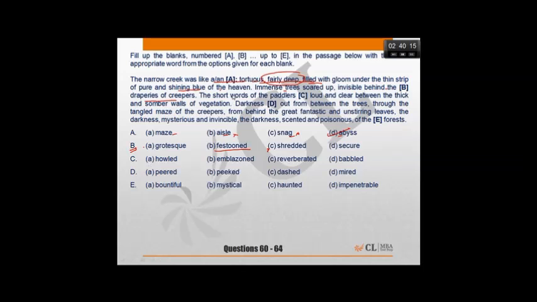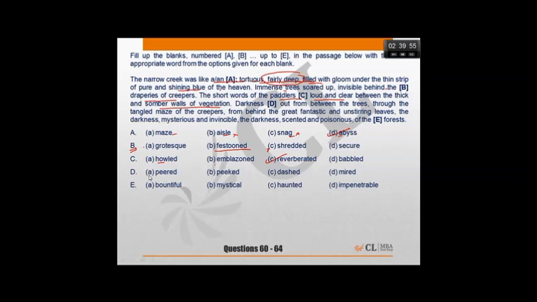The third one: the short words of the paddlers dashed loud and clear between the thick and somber walls of vegetation. The short words of paddlers howled, short words howled clear in between. Okay, emblazoned, no, reverberated, babbled. It should be reverberated. Babbling is not there. Howl in any case is not the right answer.